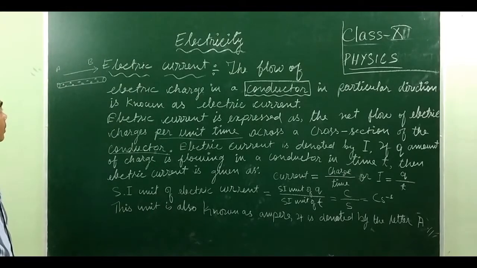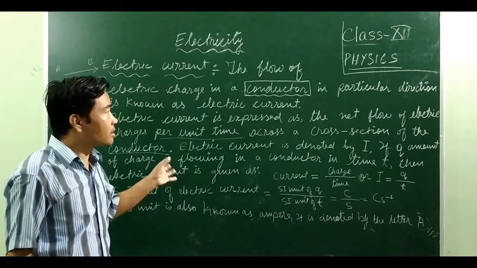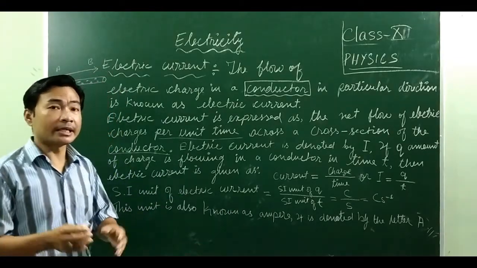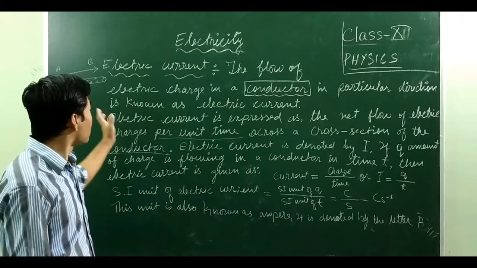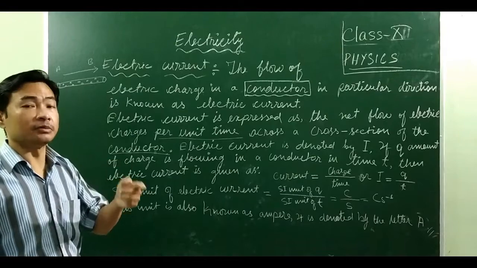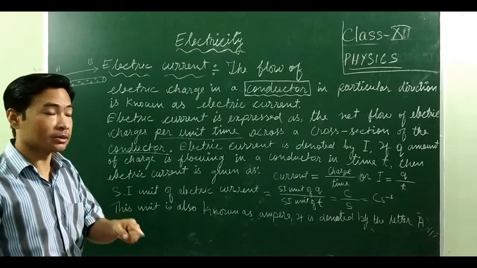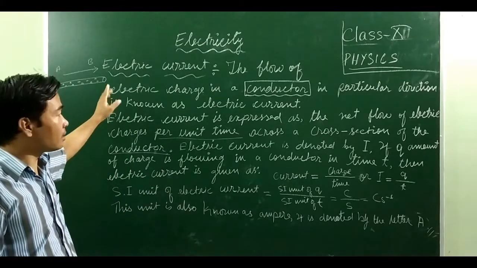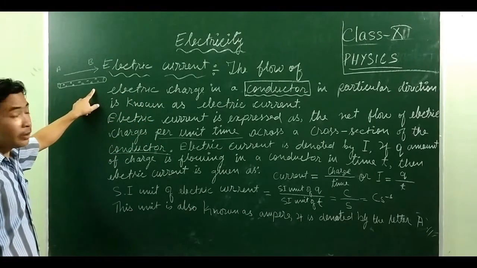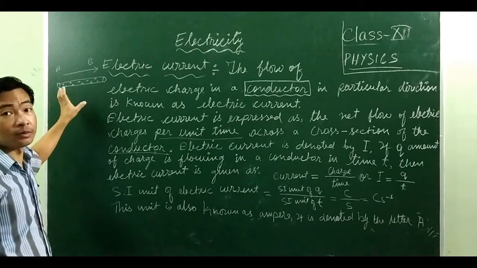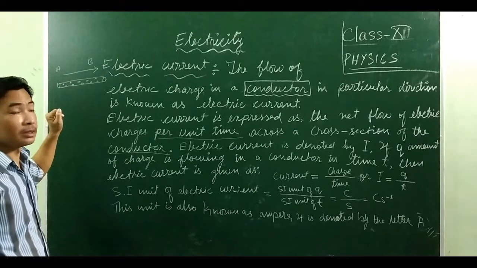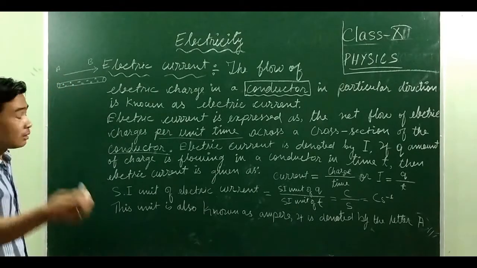But one thing you need to remember is that electric charge cannot flow on its own. There has to be something which will make the charge flow in one particular direction. That is called potential difference, and we will study it in the next class. Today we will study the direction of the electric current. So, when the potential difference is provided in this conductor, the charge will flow in one particular direction, let's say from A to B.